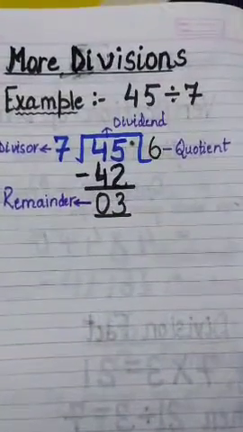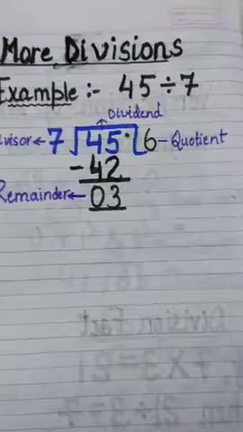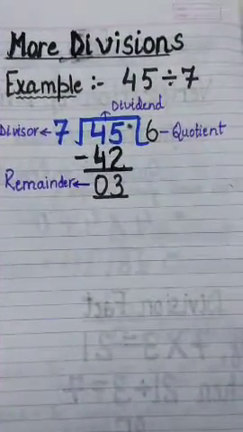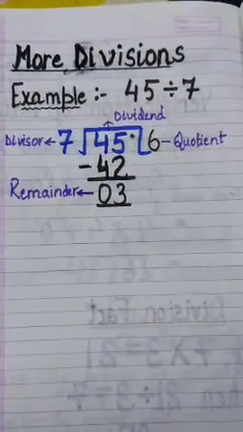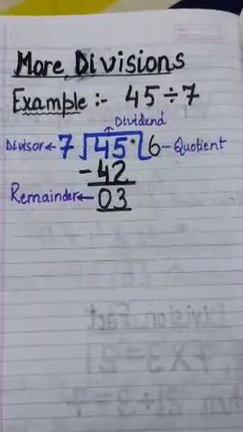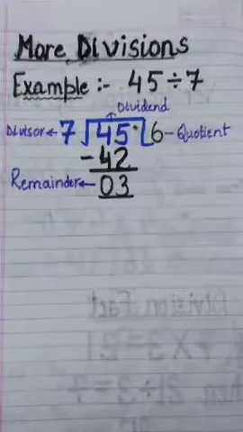So from the above example we can see 3 is the remainder, 6 is the quotient, 7 is the divisor, and 45, the number which was to be divided, is called dividend. And we have 45 as dividend here. Now we will see the other example of division.